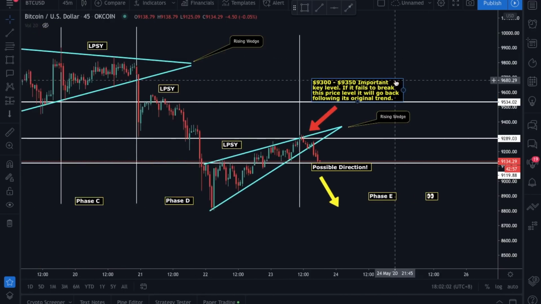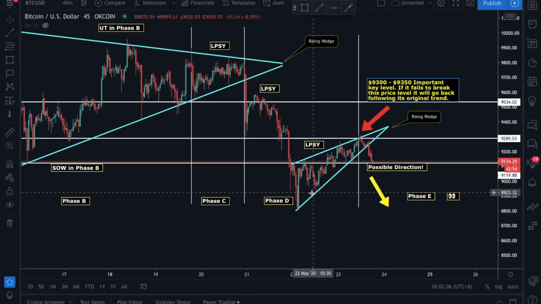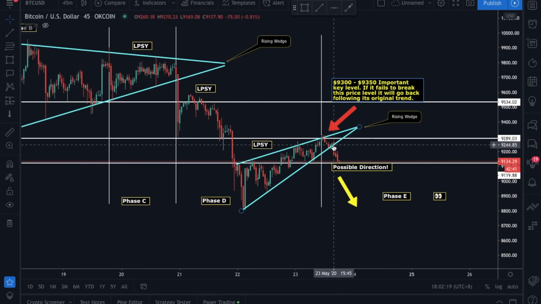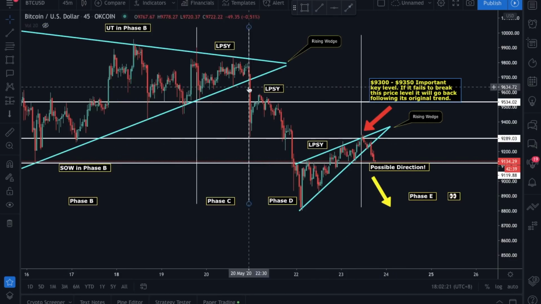Now if you look at this one, this similar scenario, it's smaller, right? But still it's a rising wedge. In a downtrend, a rising wedge is a bearish scenario. And also, if you look here properly, the price has already broken the rising wedge, just like here. And now it's possibly going to the downside.